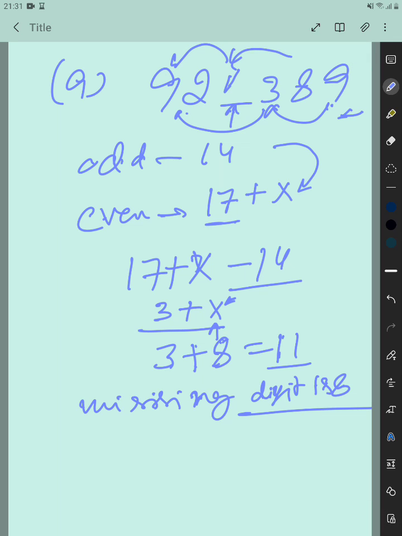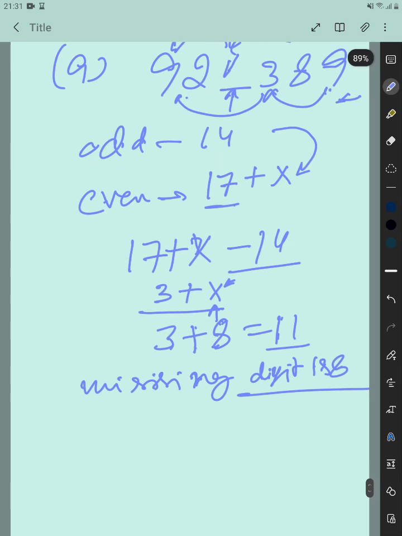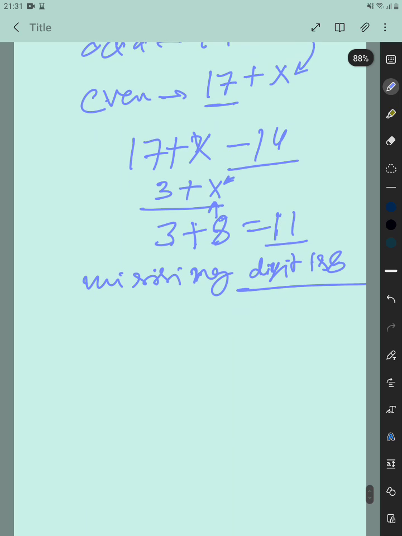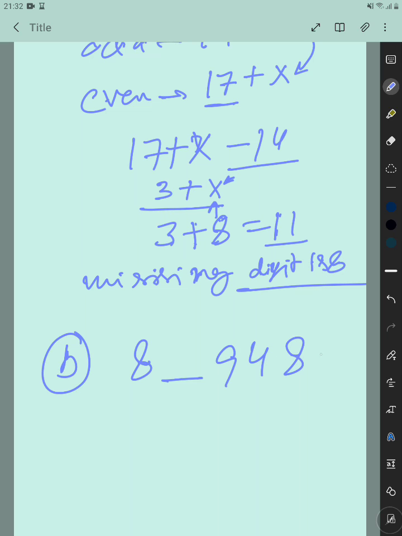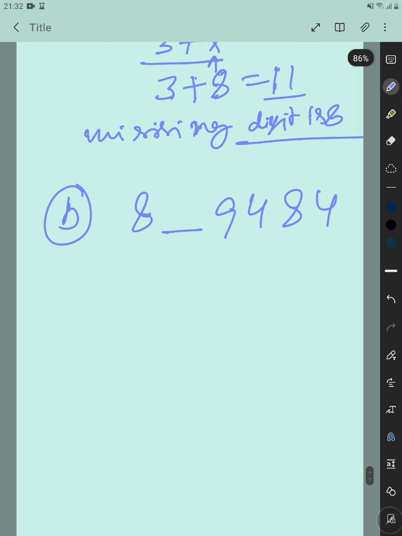I think this is a little bit difficult question, so you need to try to understand it. If you could not understand till now, just repeat what I have explained. Now I will attempt the second part of the question, and in this also I'll explain how to do it. This is 8, then a blank space, then 9 4 8 4. Now we'll add the digits at the odd places, and here we will assume that the missing number is x.